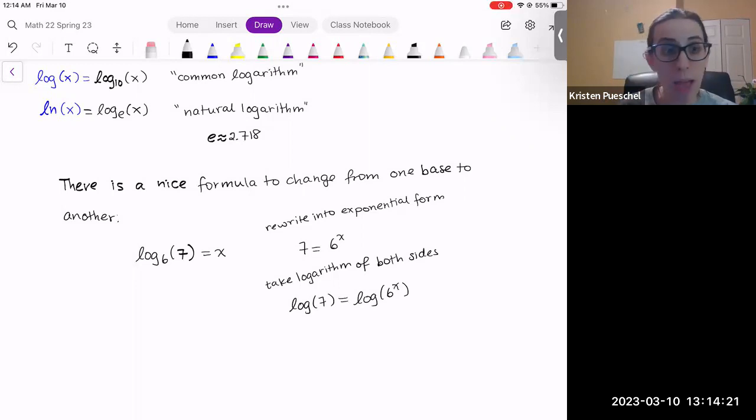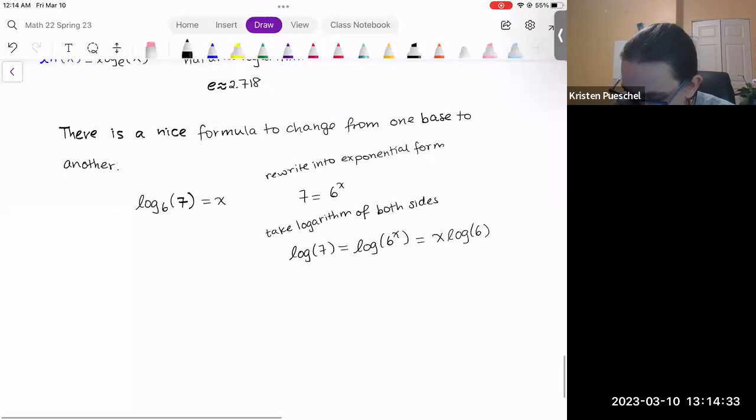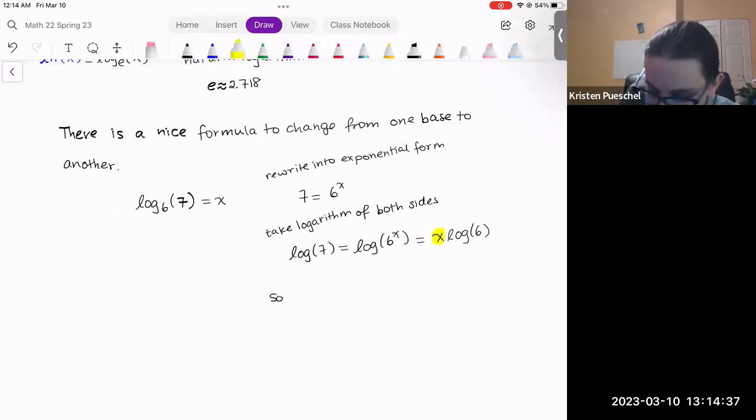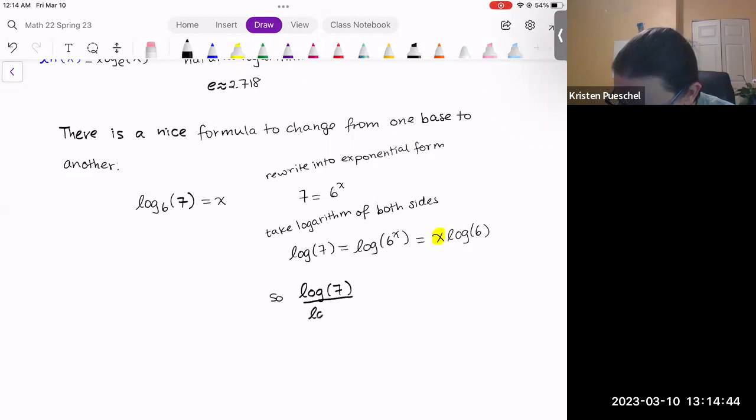And now we can use our property that powers inside of a logarithm can come out in front to say this is equal to x log of 6. Okay. So solving for x, that's what we were looking for. x is going to be equal to log of 7 over log of 6.